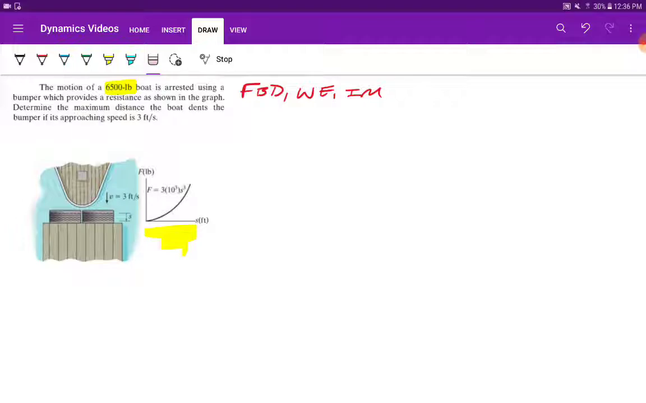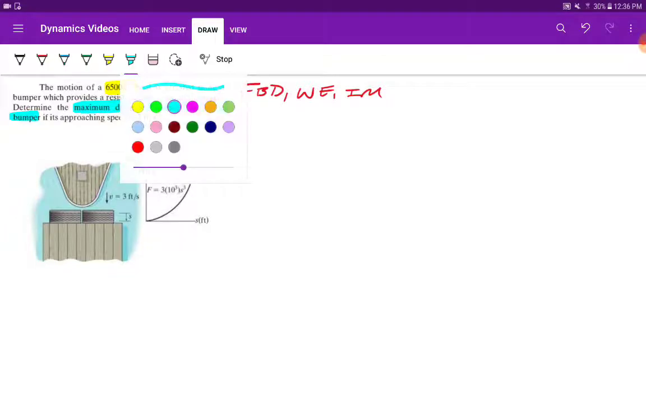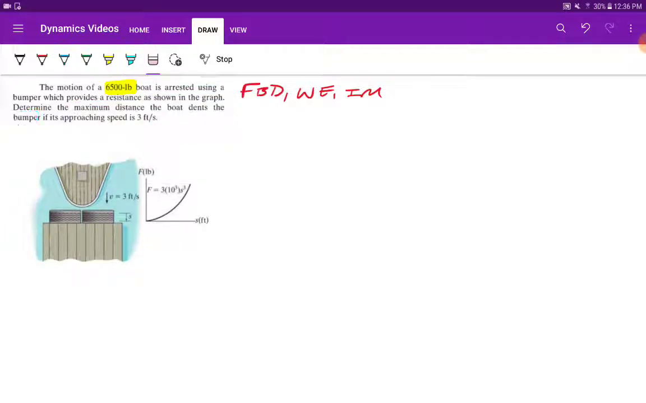All right, cool. So they gave us that data. They say determine the maximum distance, so that's what we want. Maximum distance the boat dents the bumper. So basically they want S. They want S at the point where it stops. So think about it like that. So basically they're saying, what is S at velocity equals 0?